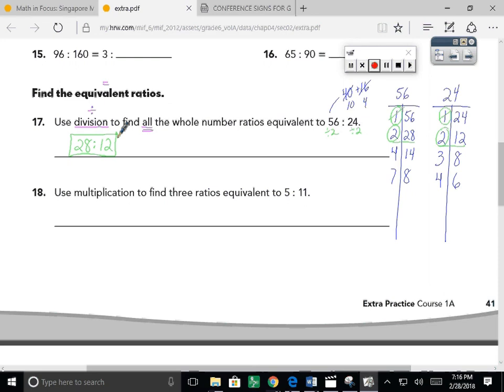So we took care of the 2. Next, I should probably look for another common factor. Well, they don't both have 3s, but they do both have 4s. We can divide both of these numbers instead by 4. What's awesome is I might not know how many 4s go into 56, but if I go back to my T-chart, it's right there, 14. And if I go back to my T-chart for 24, 4 times 6 will work. So let's write that, 14 to 6. That's another good answer.